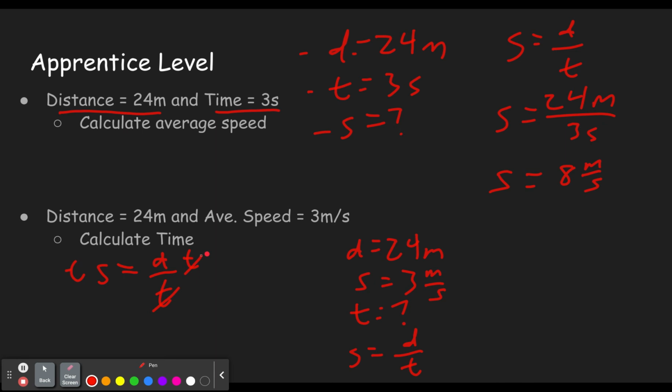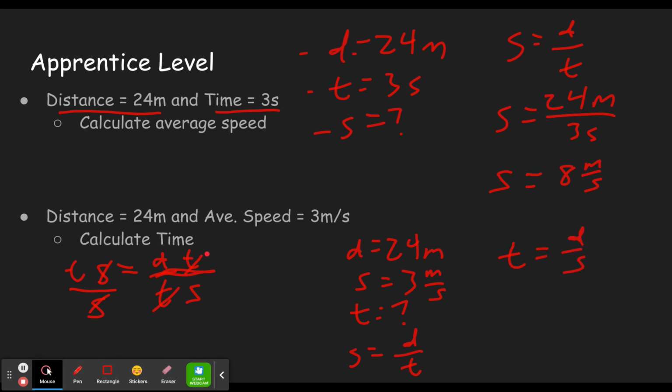Then we have t times s equals d. Well, if we want to solve for t, we're going to have to get rid of s. That means dividing by s. If we do it to one side, we have to do it to the other. So divide that side by s. Extend our dividing line there. So these s's cancel, and we're left with t equals d over s.